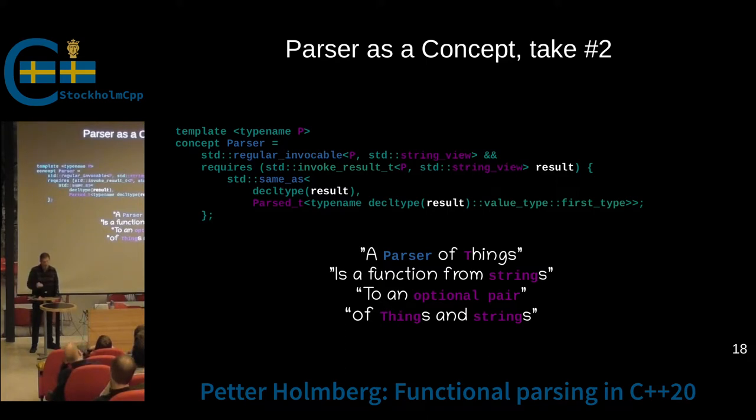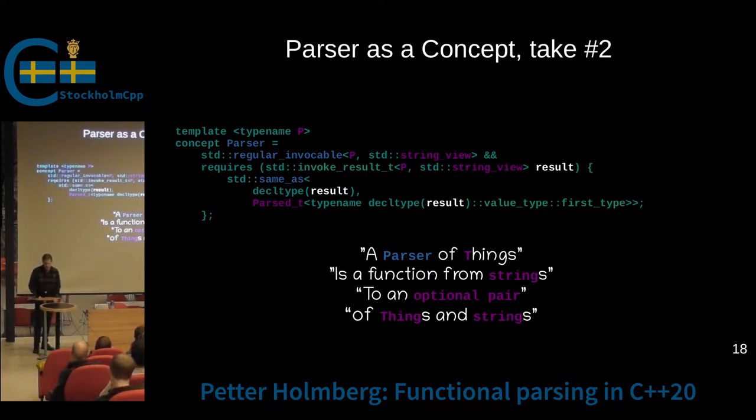So if we can get that, then we just need to check what that type should be. And here we can use same_as. So we want the type of that result to be a parsed_t of something. What's the something? Well, it has to be an optional pair, so we can actually extract the value type out of the optional. That's a pair. And then we take the first type of the pair. That's the thing. So if all of this works out, then, you know, at least syntactically, you have a parser.